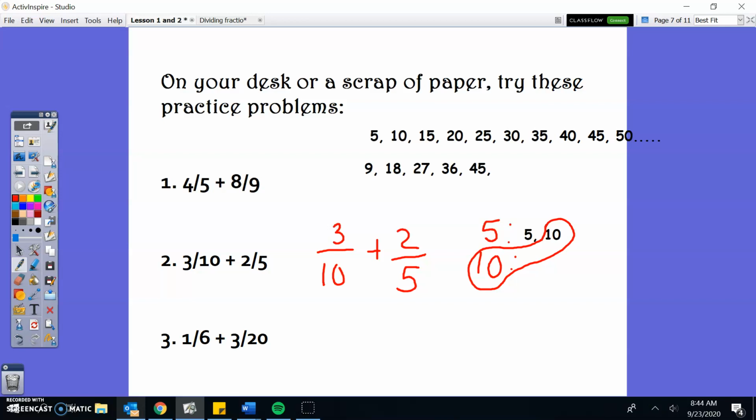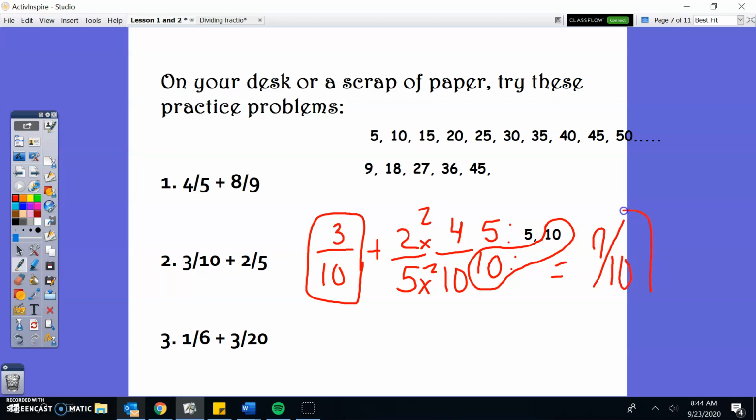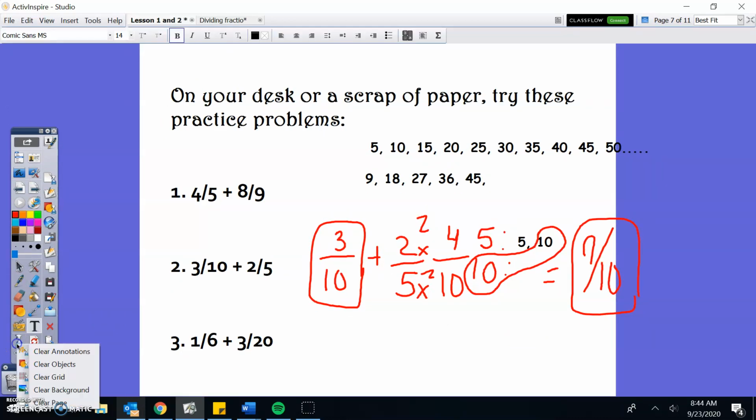So 3/10, I keep it that way. 2/5, I need to find my multiplier to get me to 10. I know 5 times 2 is 10. I know 2 times 2 is 4. So that gives me 4/10. 3/10 plus 4/10 equals 7/10, and that's what you should have had for number 2. So great job if you had that question correct.